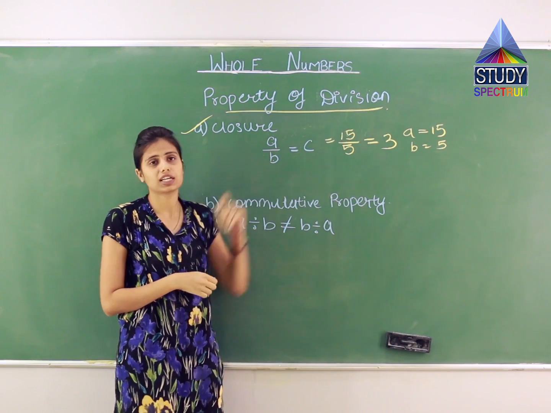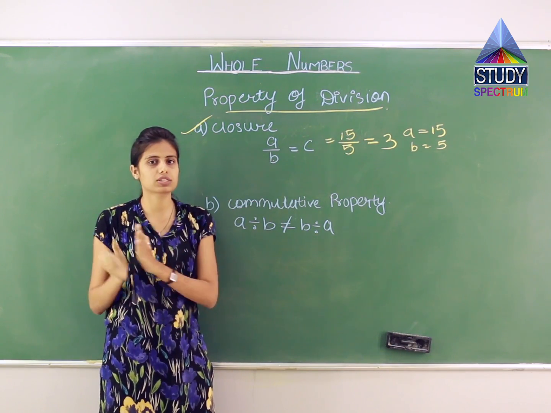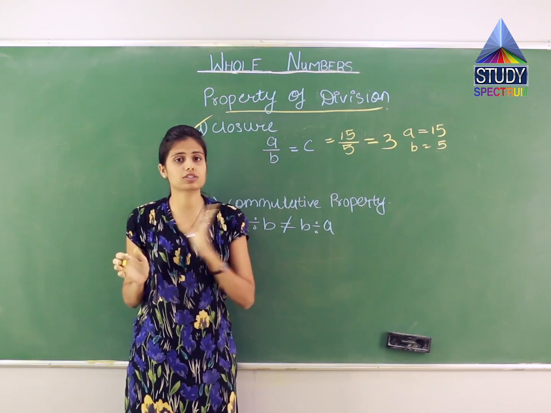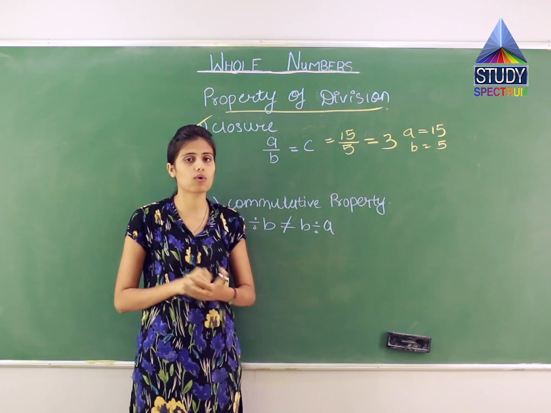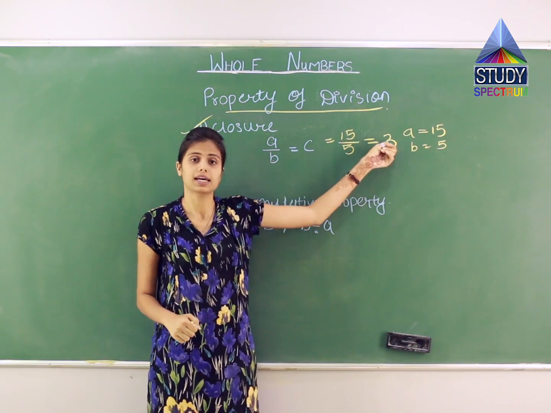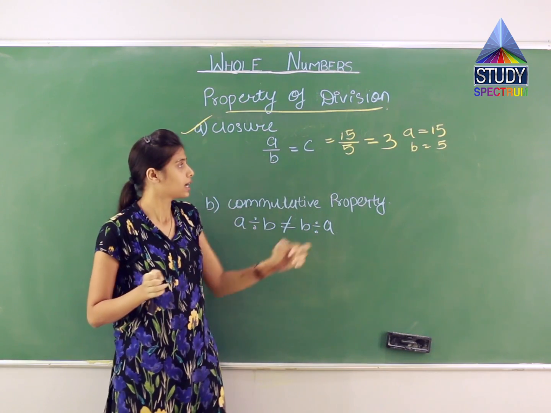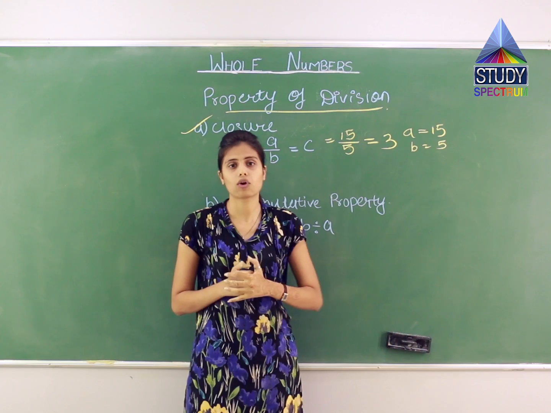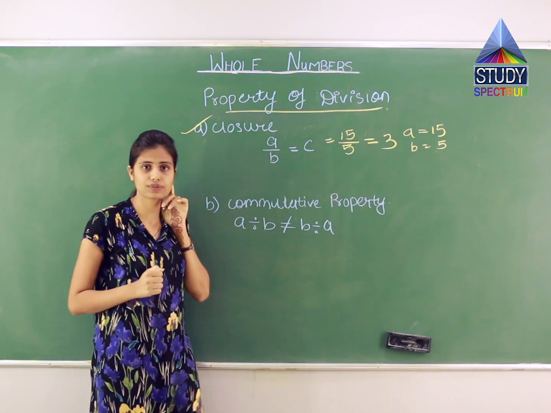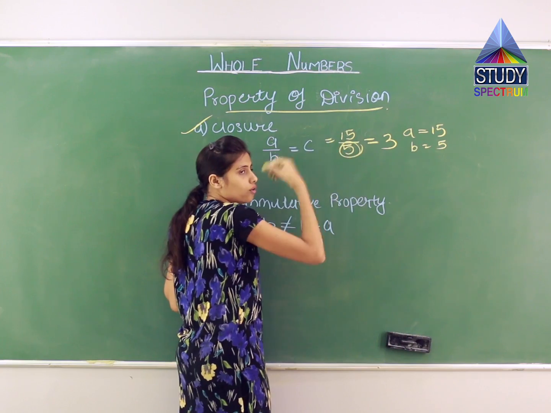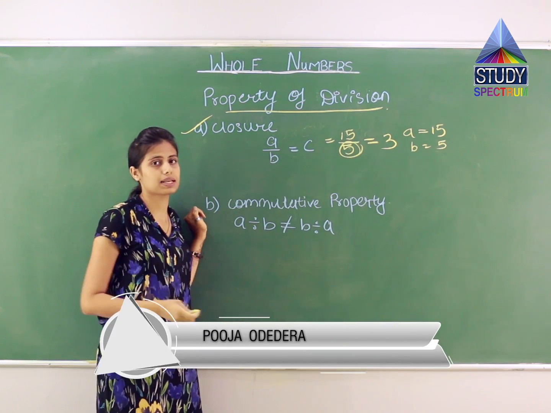Tell me, is 15 a whole number? Yes, because it lies between 0 to infinity. Even 5 lies between 0 to infinity, so it is also a whole number. The answer 3 is also a whole number. Why? Because it lies between 0 to infinity. All three are whole numbers. Does it mean the condition is satisfied? No. Let us check if I replace this number with some other whole number, whether the answer remains the same or not.